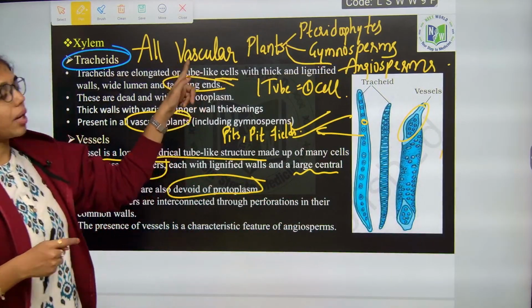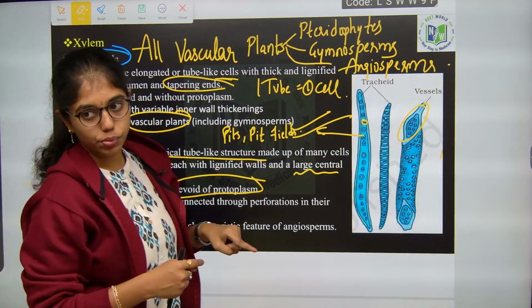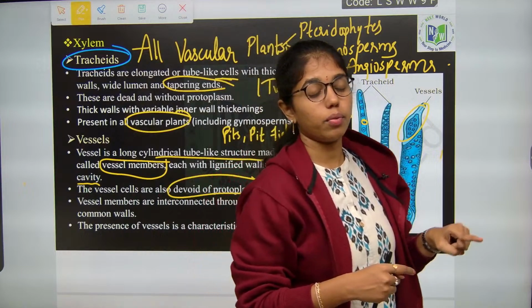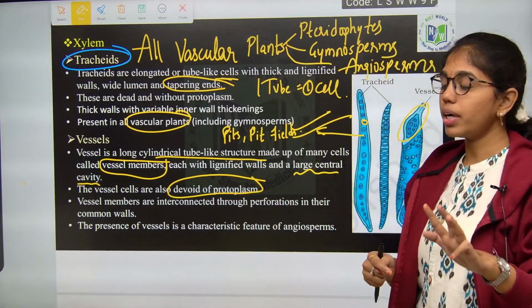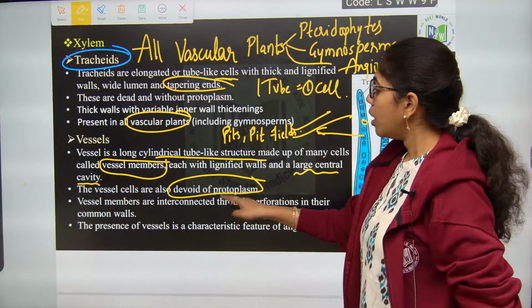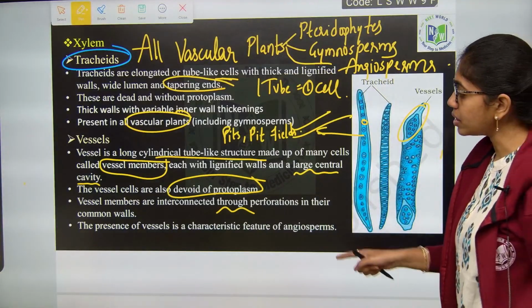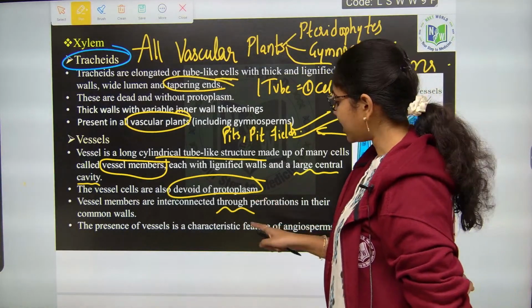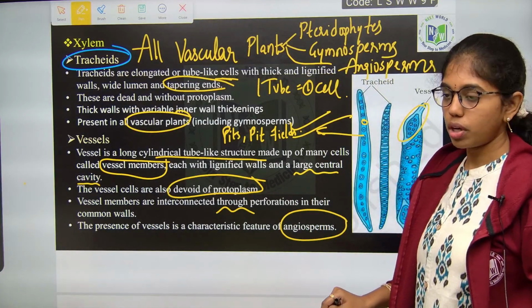Unlike tracheids which are present in all vascular plants, vessels are present only in angiosperms. The vessels are not found in pteridophytes and gymnosperms. Vessel members are interconnected through perforations in their common walls. The presence of vessels is a characteristic feature only of the angiosperms. Okay, next.